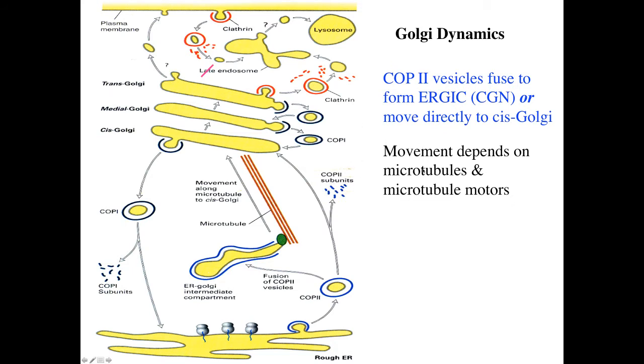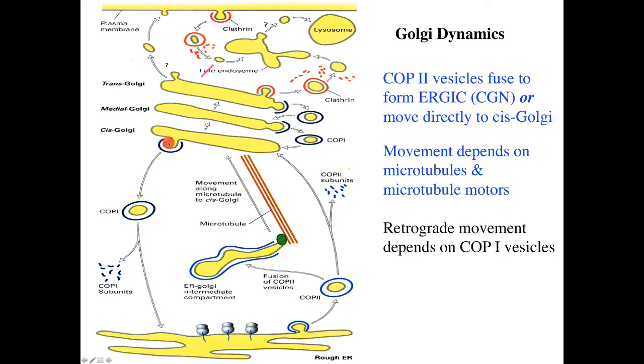Movement of these vesicles depends on microtubules and microtubular motor proteins, and we'll talk about microtubule motors in a little more detail later in the course, but you just have to appreciate that movement from the ER to the Golgi, and indeed to maintain a functional Golgi, depends on an intact microtubule cytoskeleton.